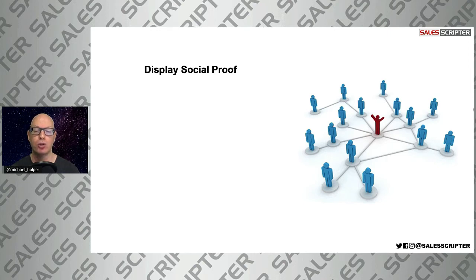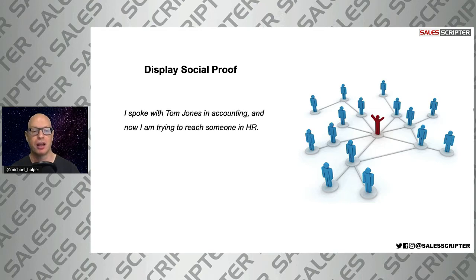Now, you could use that same concept when you're cold calling and dealing with a gatekeeper, by communicating who else in the organization you are talking to or have met with. That might look something like, oh, I spoke with Tom Jones in accounting, and now I'm trying to reach someone in HR. Do you know who the best person for me to connect with is? So that's basically demonstrating that you're already engaged in talking to Tom Jones.